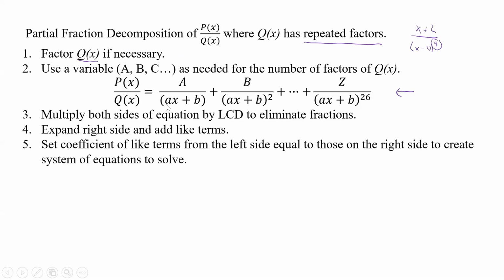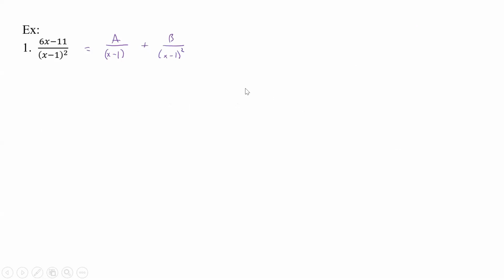And so this, if we rewrite this, that's going to give us A over X minus 1. And if we want to go ahead and put it in parentheses, we can. And then the next one's going to be B over X minus 1, the quantity squared. And so that's kind of what it's going to look like here. We have A over X minus 1 plus B over X minus 1, the quantity squared. That was the highest degree, and so that's as far as we have to go now.